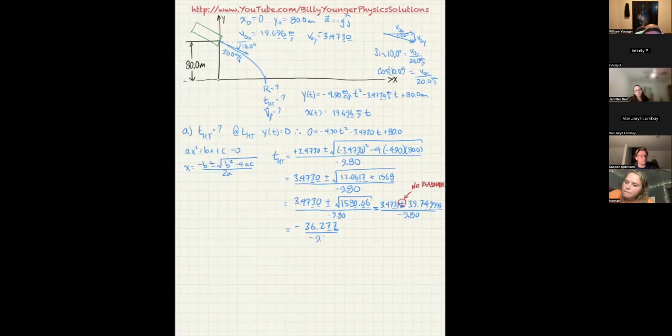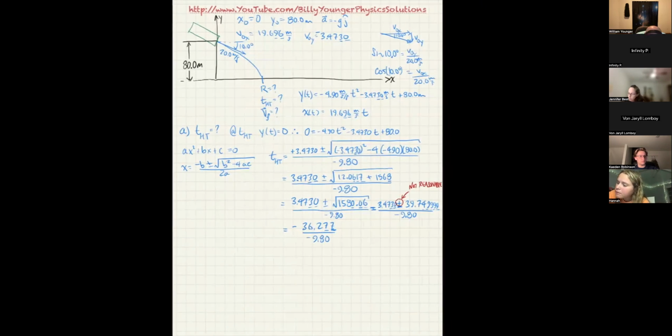And then negative 9.80. So I'm going to divide that by negative 9.8. And that gives me 3.7017 seconds. Now that's 3 sig figs divided by 3 sig figs. So basically this 1 and 7 are non-significant figures. So I finally have one answer. T hang time is equal to 3.70 seconds.